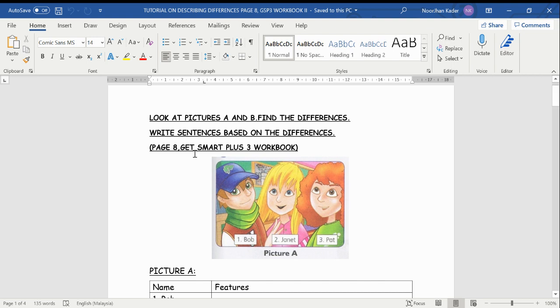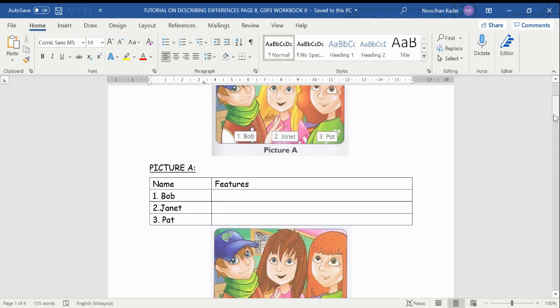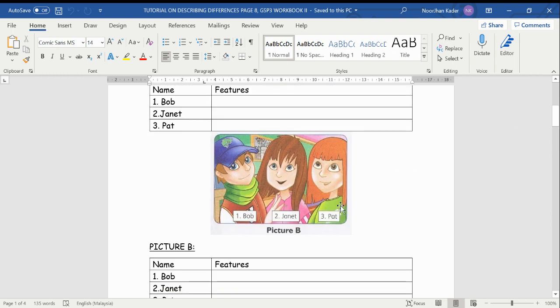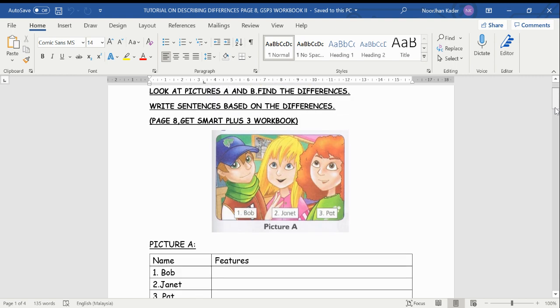Here we have the instruction: look at the pictures A and B. This is picture A. Look at pictures A and B, find the differences, then write about the differences. This is picture A and below here is picture B. You can see they are different.